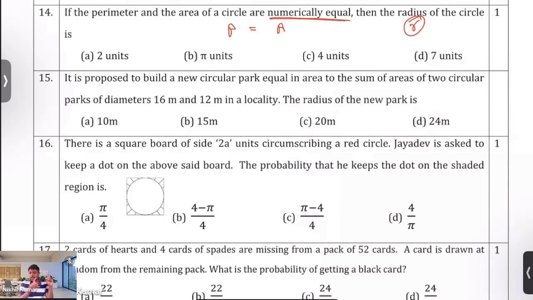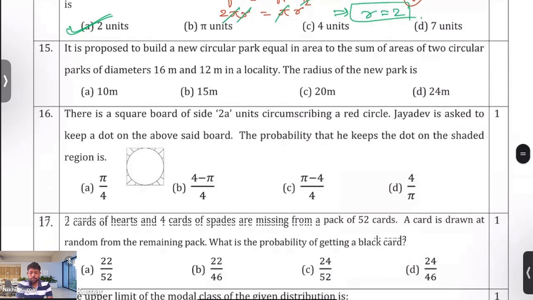The number is equal. Okay, what's the expression for perimeter? Expression for perimeter is 2 pi r, and for area is pi r square. From here you find the value of radius. So this and this r gets cancelled out, pi and pi gets cancelled out. This gives you r is equal to 2 units. Simple enough. This is your answer.